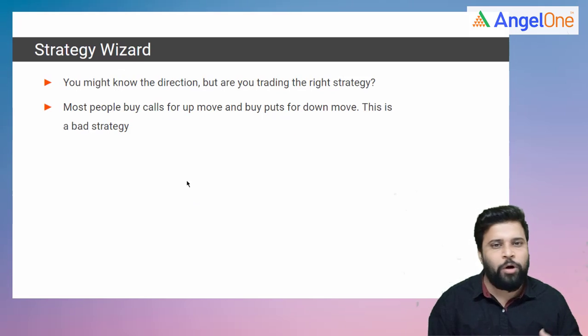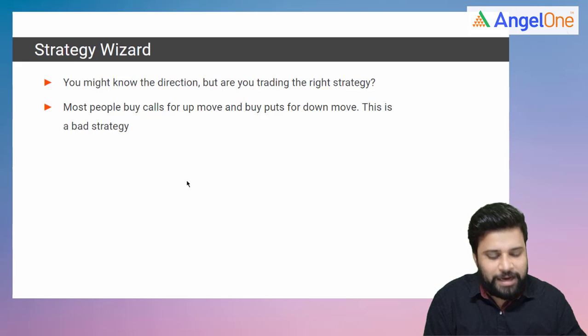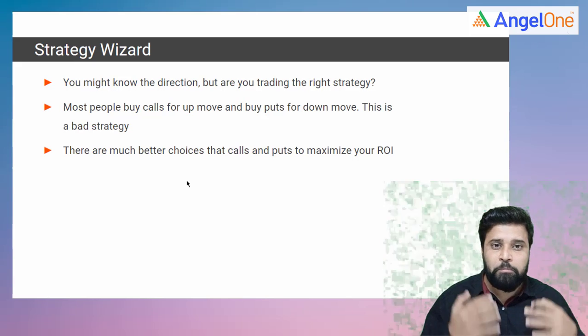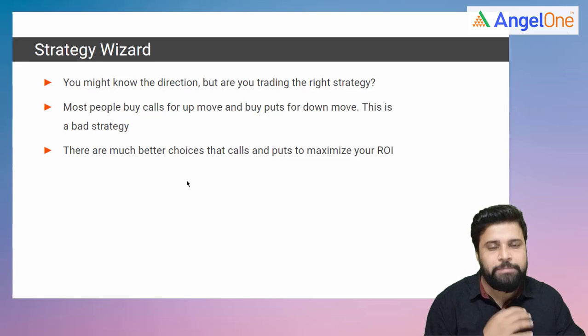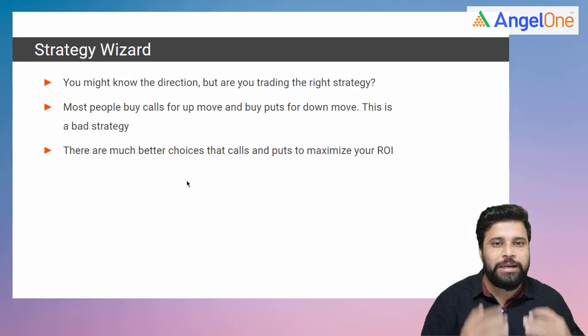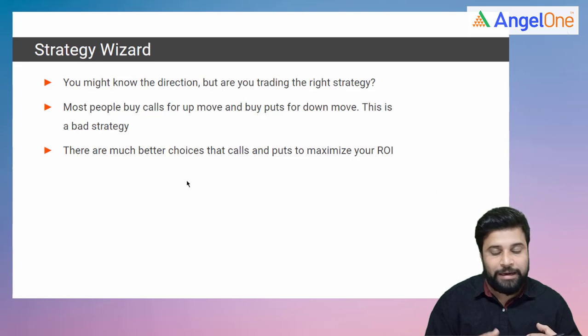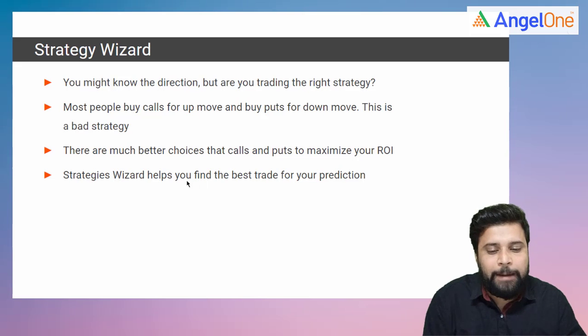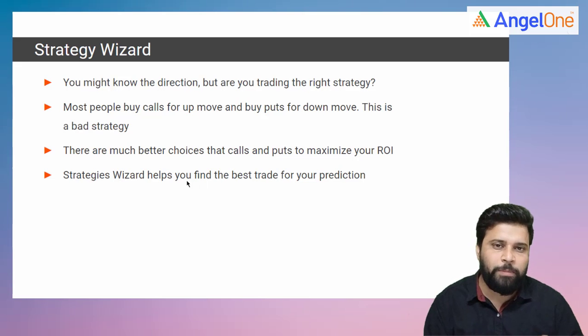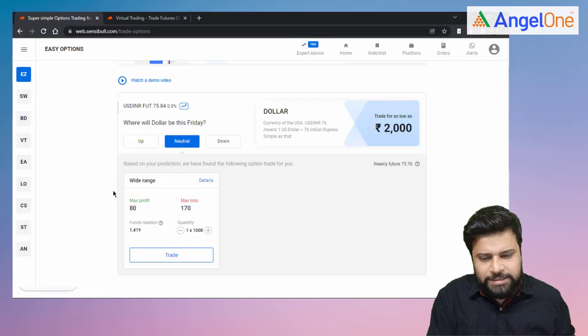So most people buy call options for an up move and buy put options for a down move, which is a very bad strategy, correct? There are much better choices than just buying calls and puts to maximize your return and also increase your chances of ending up in profit. So Strategy Wizard helps you find the best trade for your particular predictions. So how? We'll see it here.